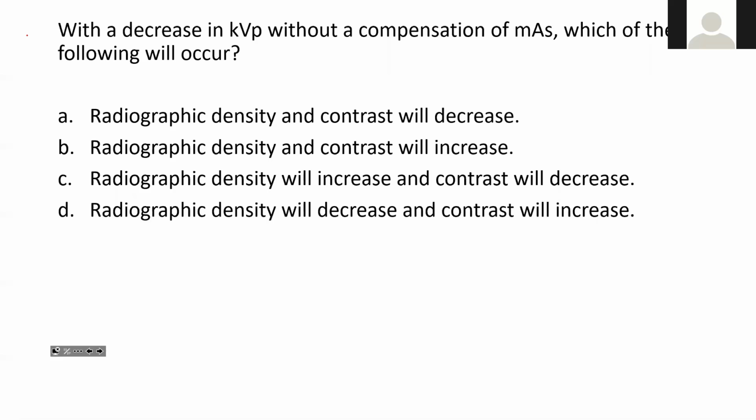With a decrease in kVp without compensation of mAs, which of the following will occur? Okay, so we decrease kVp. Now, you want to read these carefully because guess what? There's another question that says with an increase in kVp. Okay, so what happens to density if we decrease kVp? It decreases. It's a direct relationship.